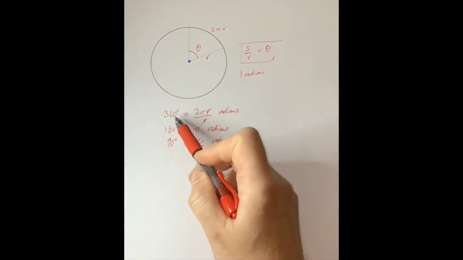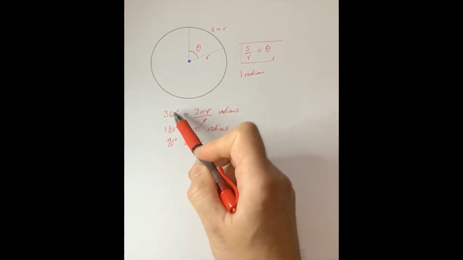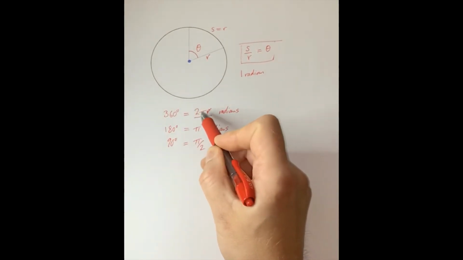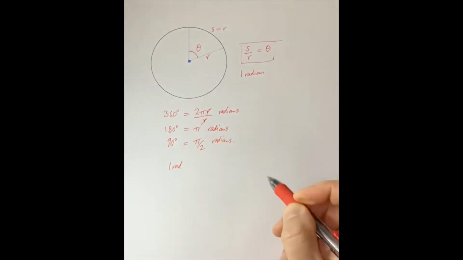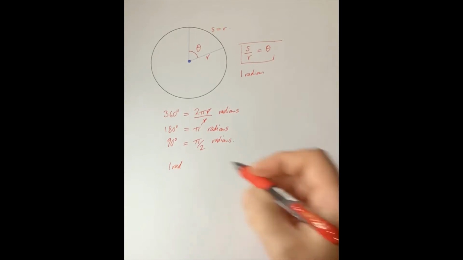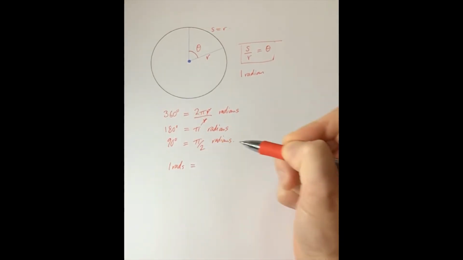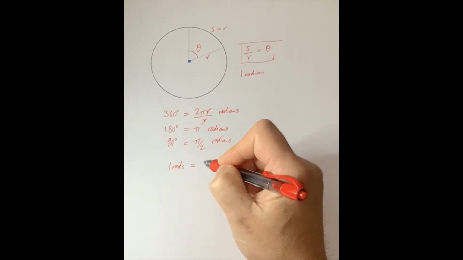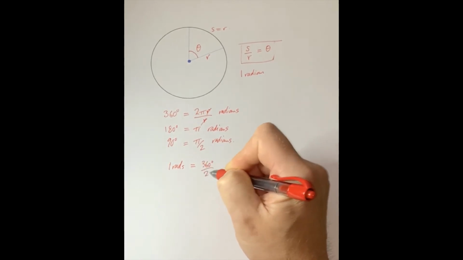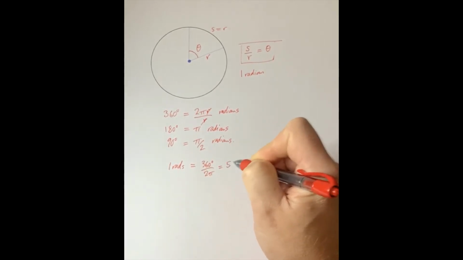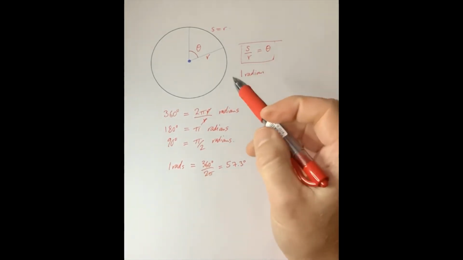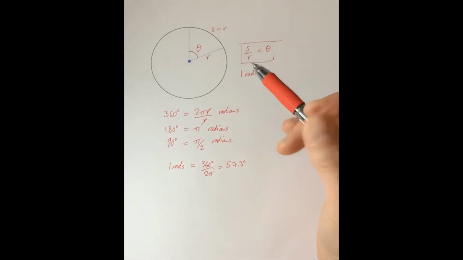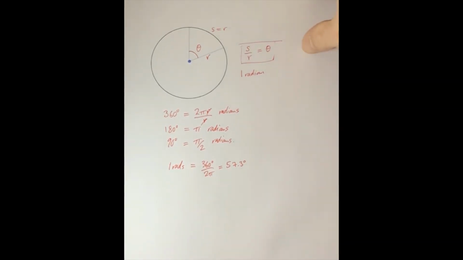And actually, if you want to make the link between what 1 radian is in degrees, if I divide both sides of this equation by 2 pi, for 1 radian, which you can write as rads for shorthand, 1 radian is equal to 360 degrees divided by 2 pi, which comes out as about 57.3 degrees. Okay, so just bear in mind, in circular motion, whenever we talk about angles, we mean in radians. And that's what 1 radian is.